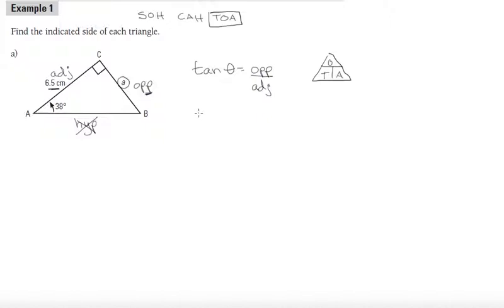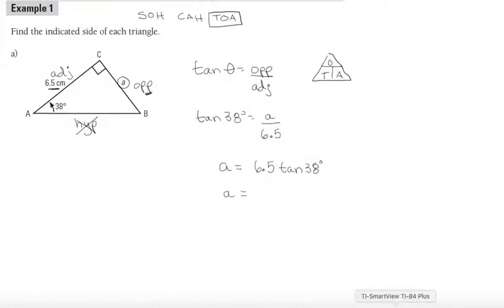Let's fill stuff in. So tangent, my angle is 38 degrees, is equal to the opposite, which is A, over the adjacent, which is 6.5. And again, we know if our variable's on top, it's a multiplying question because we have to get rid of this divide by multiplying both sides. We can also see here, like I said, we're looking for the opposite, so it's tangent of the angle times the adjacent. So the opposite side is equal to 6.5 times tan of 38 degrees.